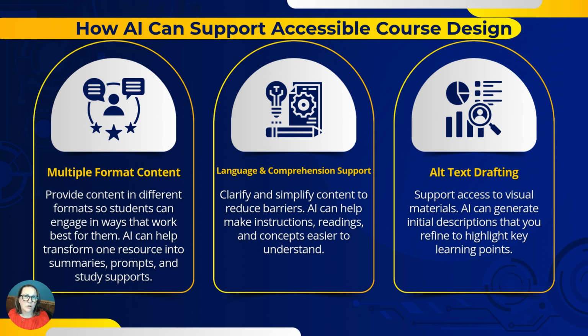Another topic is alt text drafting. So, this is especially important for students who rely on screen readers. AI can generate initial alt text for images, charts, infographics. However, the first draft is often very basic. So, as instructors, we would revise it to include what students should actually learn from the visual material. So, highlighting trends, comparisons, or key takeaways. This is where accessibility and instruction really come together because we're not just describing the image, we are really teaching through that description. So these strategies are not about adding more work, they're about being intentional in how we design access right from the beginning.